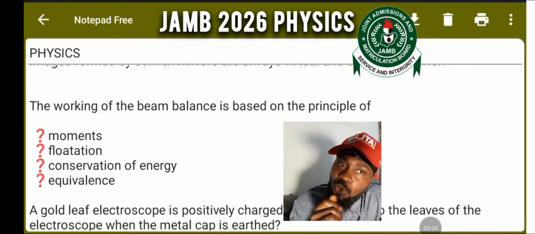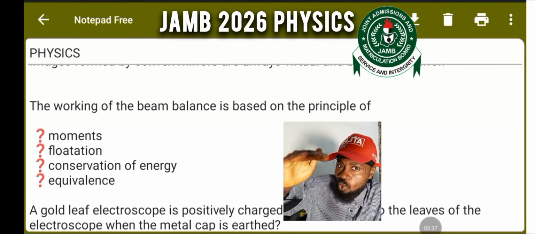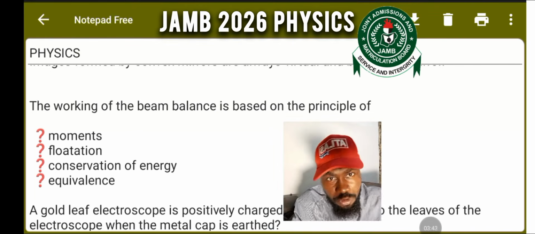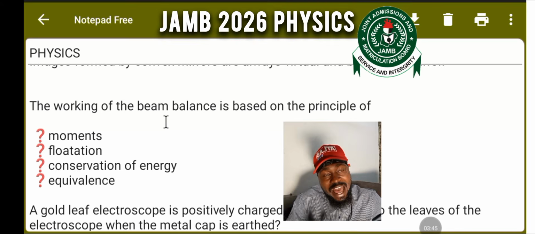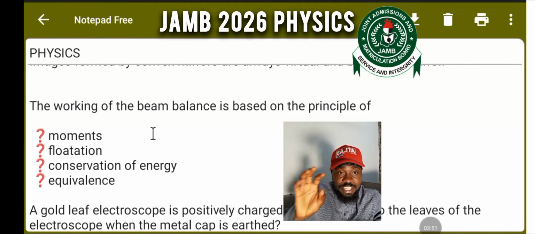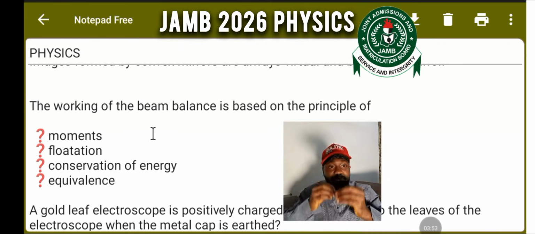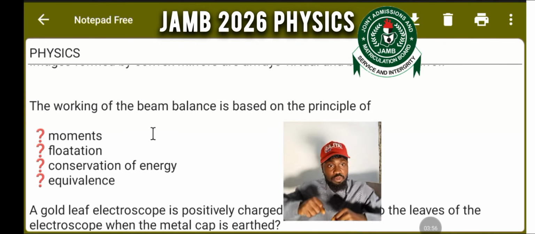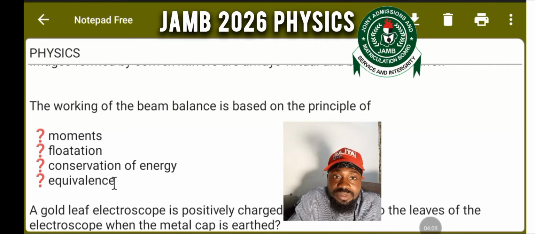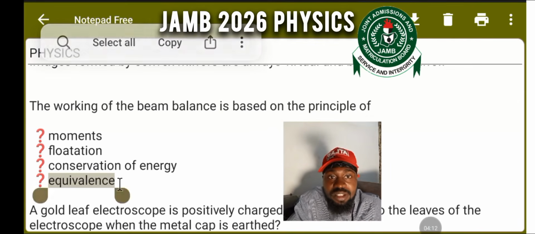So what you have to do now is, among these options, find which of them involves to and fro movement. We'll look for it together. I know the smart UTME candidates will find the option that works under the principle of to and fro movement, oscillation. But we start from option D, equivalence. Could equivalence be the answer? That's obviously wrong. Equivalence is wrong.